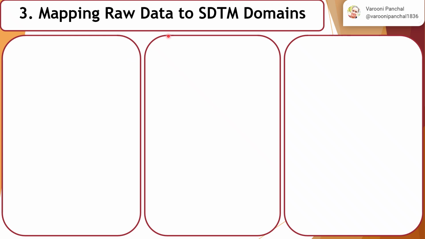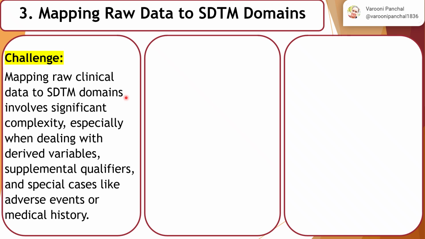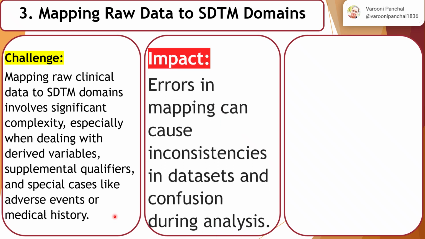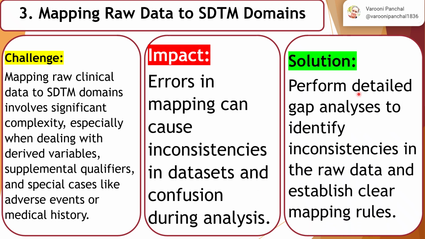Number 3. Mapping raw data to SDTM domains. Challenge: Mapping raw clinical data to SDTM domains involves significant complexity, especially when dealing with derived variables, supplemental qualifiers, and special cases like adverse events or medical history. Impact: Errors in mapping can cause inconsistencies in datasets and confusion during analysis. Solution: Perform detailed gap analysis to identify inconsistencies in the raw data and establish clear mapping rules.